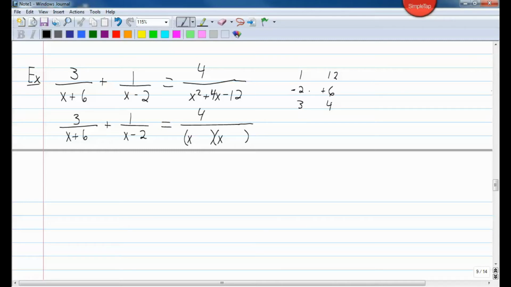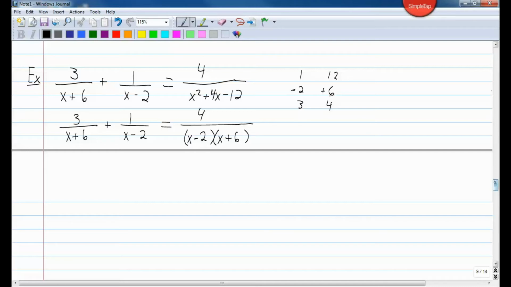Then if I multiply those together, I get a negative 12. If I add those two together, I get a positive 4. So that's how that factors. So it's going to be x minus 2 times x plus 6.